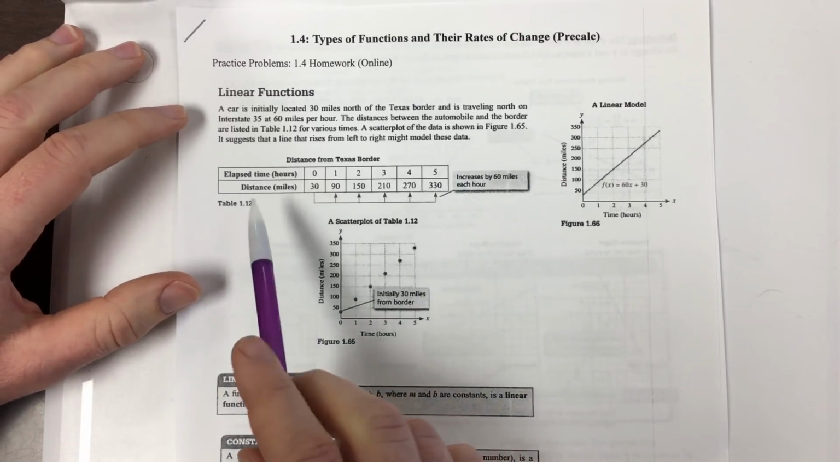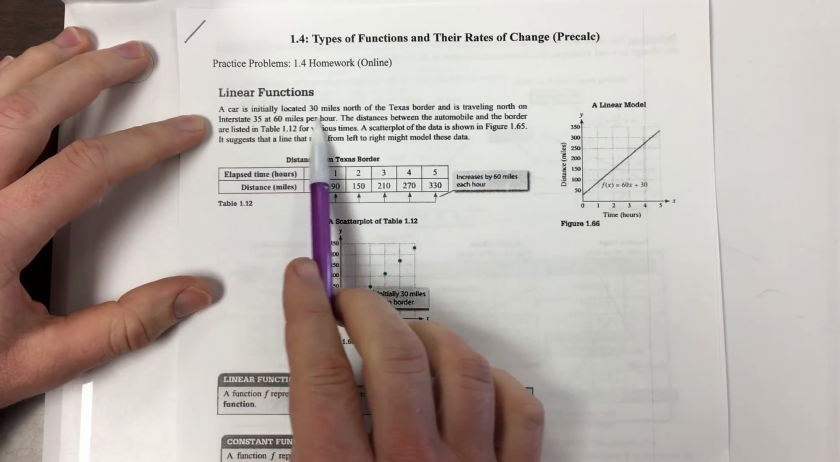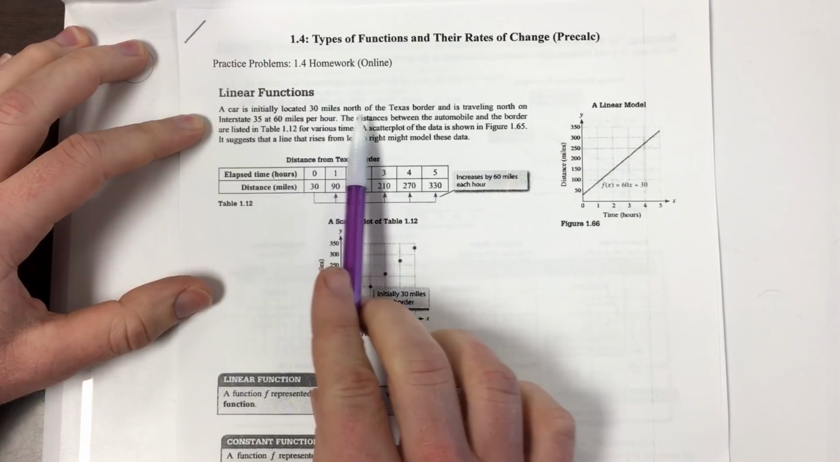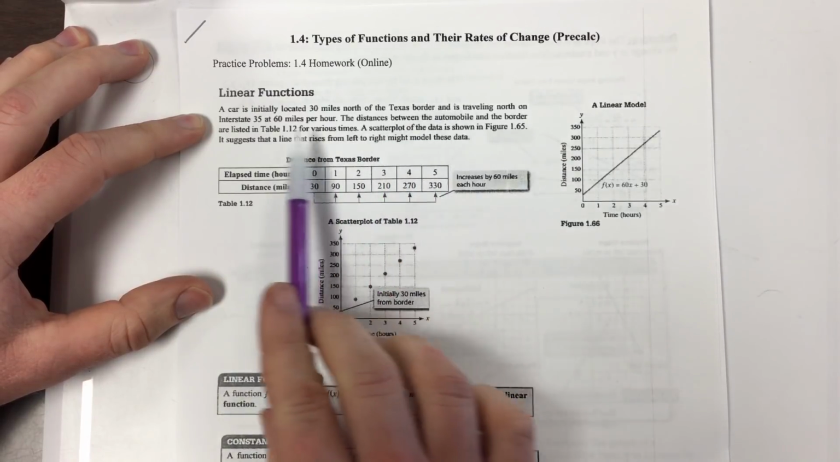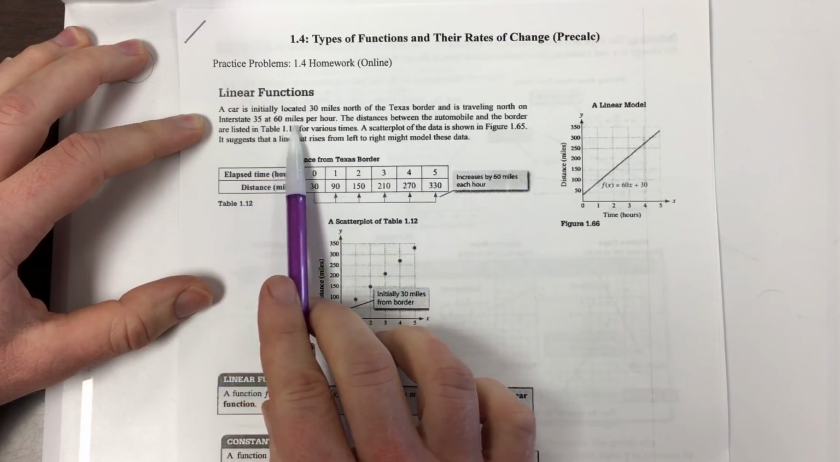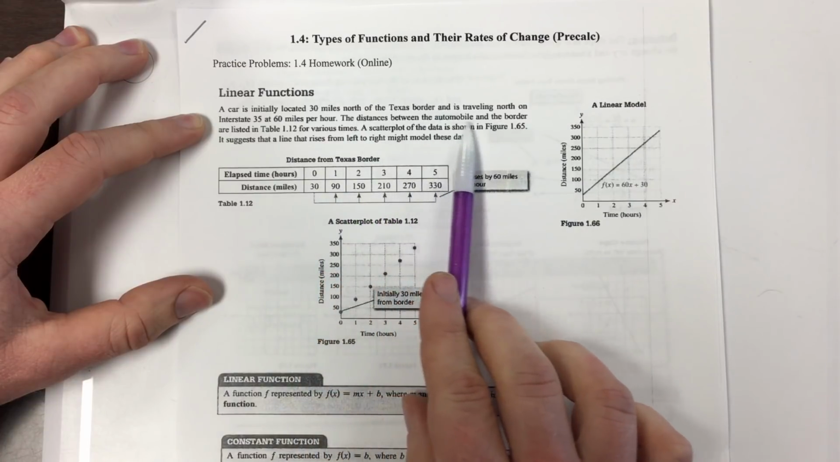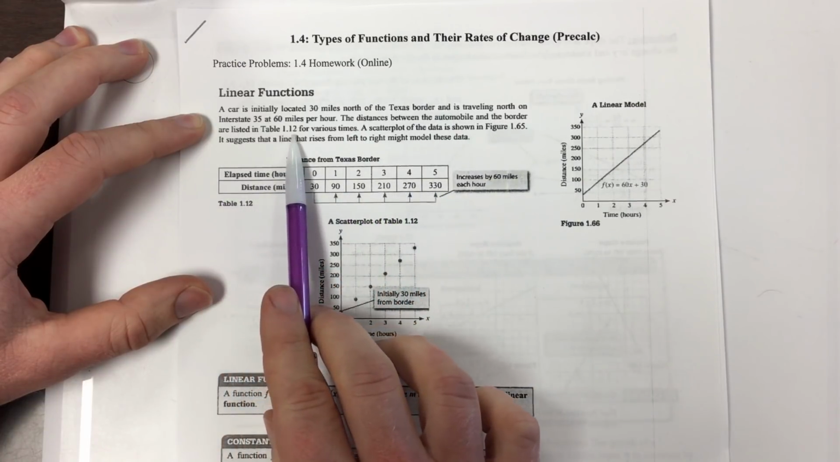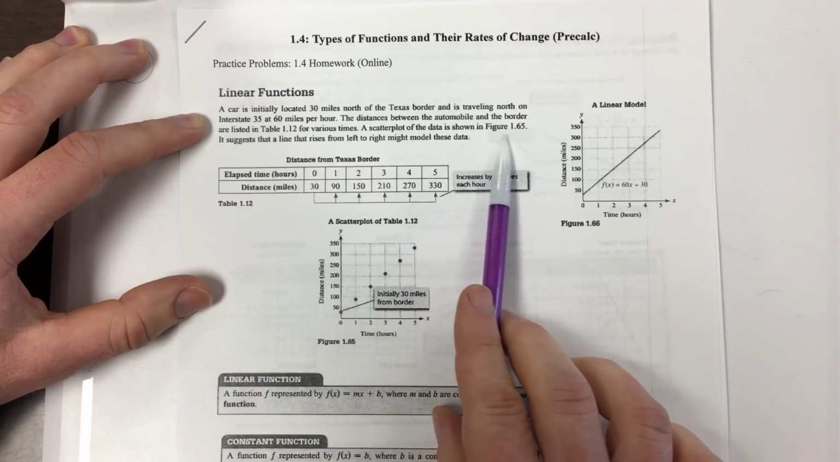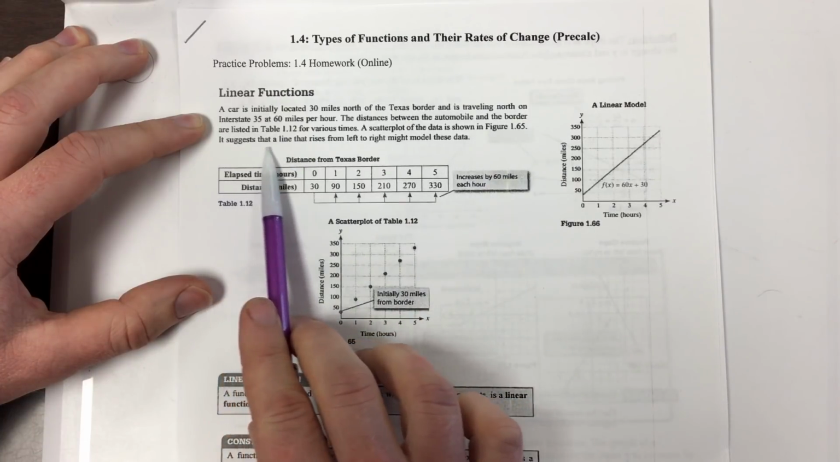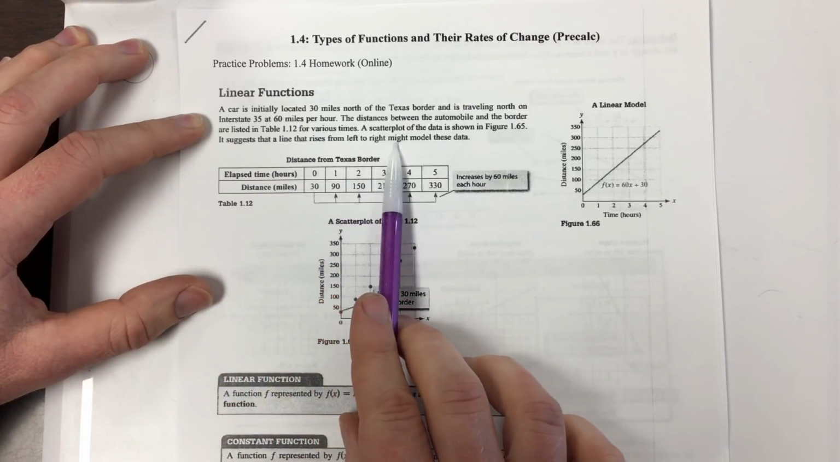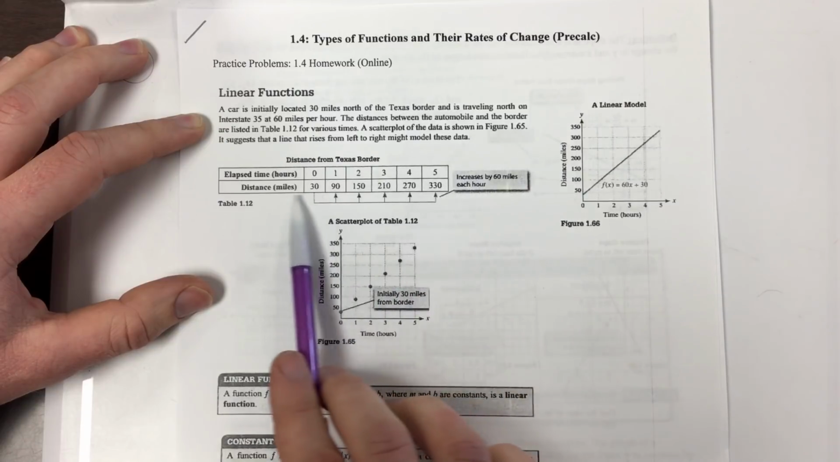So let's look at this first example. A car is initially located 30 miles north of the Texas border and is traveling north on Interstate 35 at 60 miles per hour. The distances between the automobile and the border are listed in the table. A scatter plot of the data is shown in figure 1.65. It suggests that a line that rises from left to right might model this data.